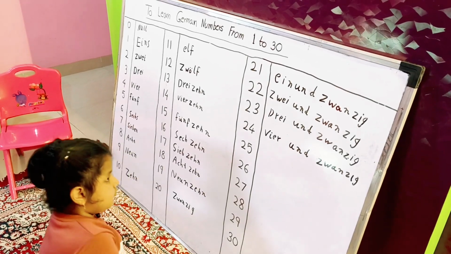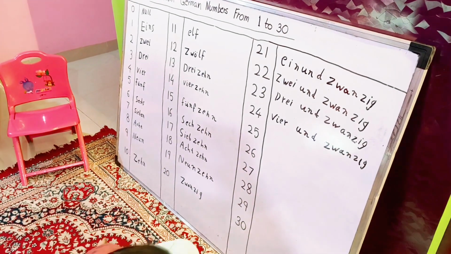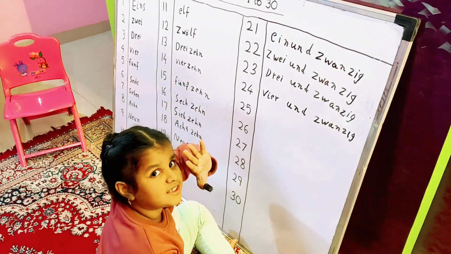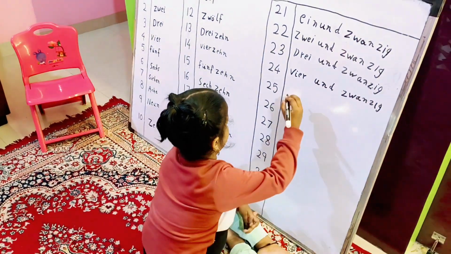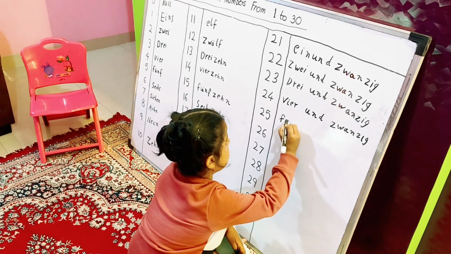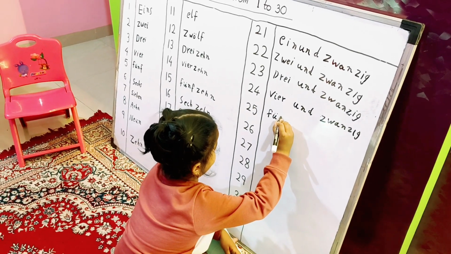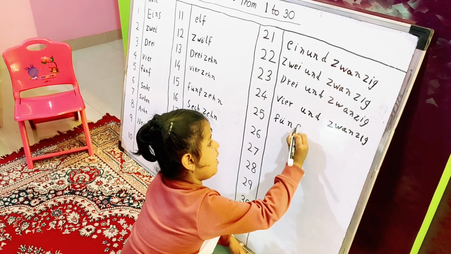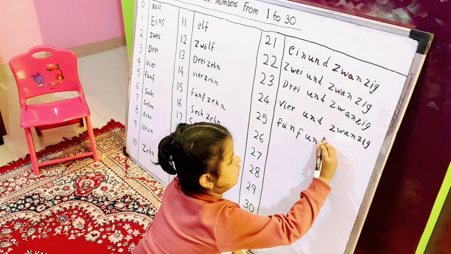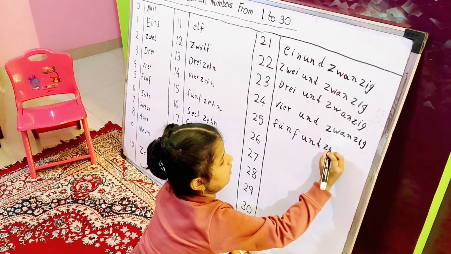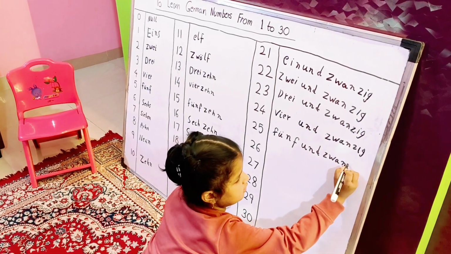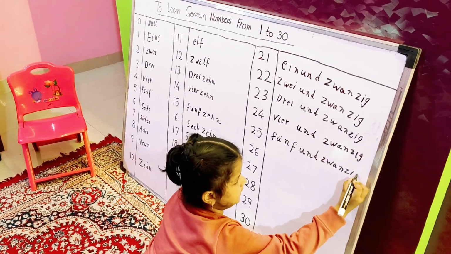Next one, twenty-five. What will we say in German? Look, five. F-Ü-N-F, fünf und zwanzig. Five und, U-N-D, und zwanzig, Z-I-G.